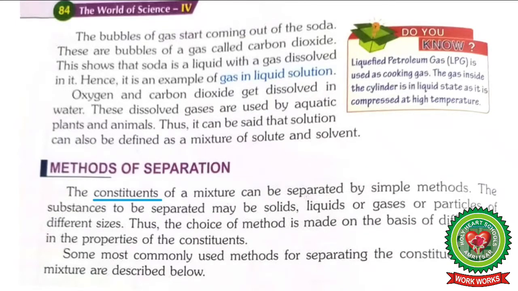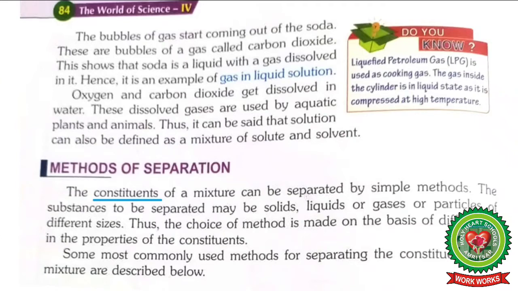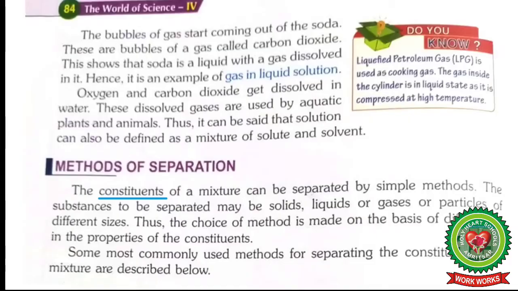The constituent of a mixture can be separated by simple methods. Underline the word constituents and write down its meaning, component. Students, the various components which are present in the mixture, we can separate those components by using different methods. And the substances that we can separate can be in solid, liquid or gaseous form. And we can even separate the particles of different size.